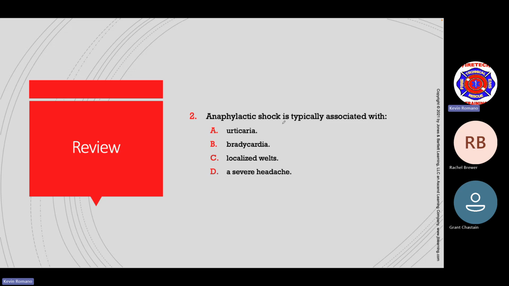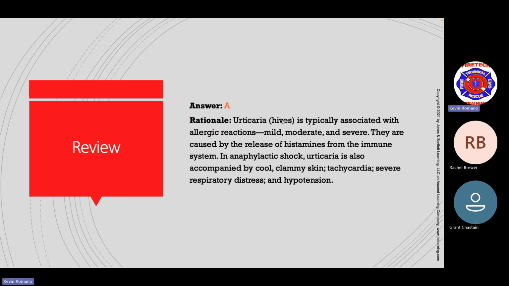Anaphylactic shock is typically associated with urticaria. What was that? So it was B then? Yes, it was B. Okay, good. Anaphylactic shock is typically associated with urticaria, which is a rash, bradycardia, localized welts, or a severe headache. No. A. Urticaria.